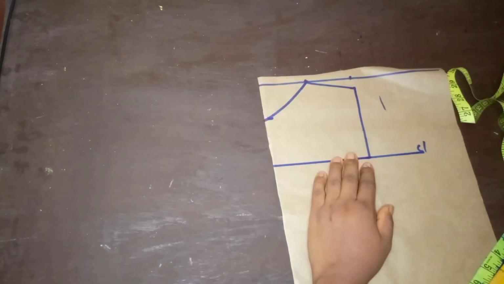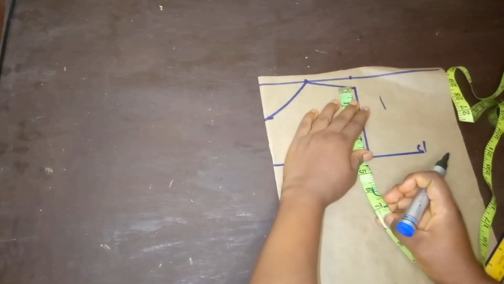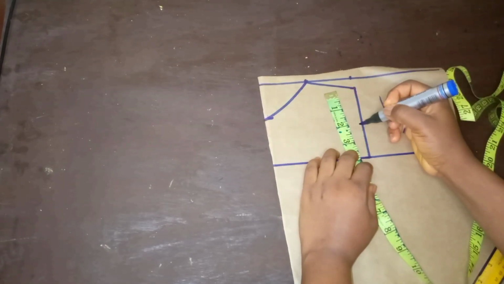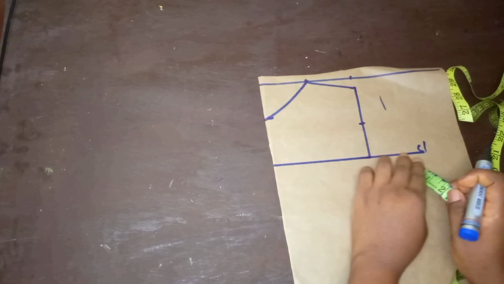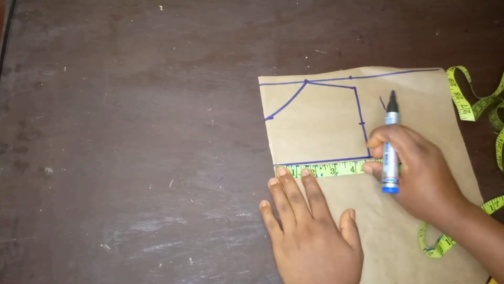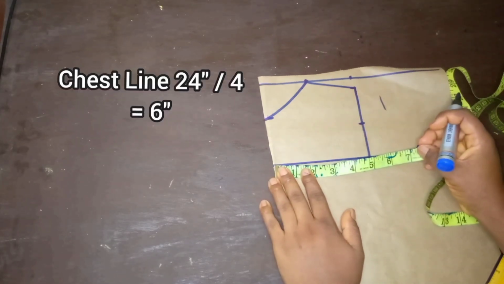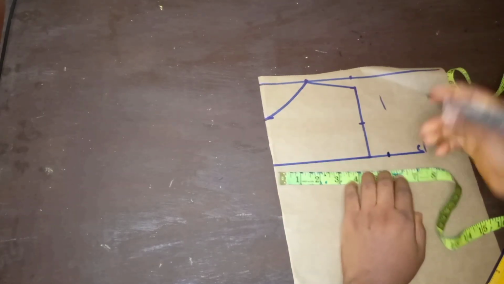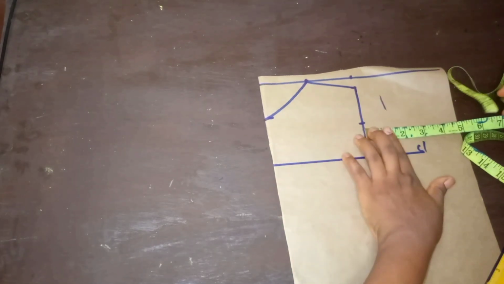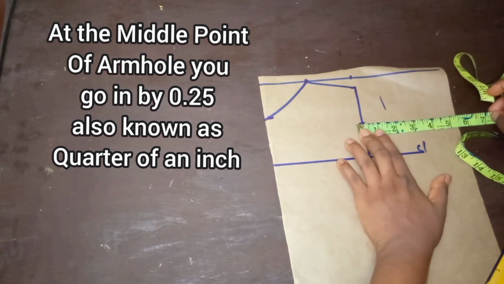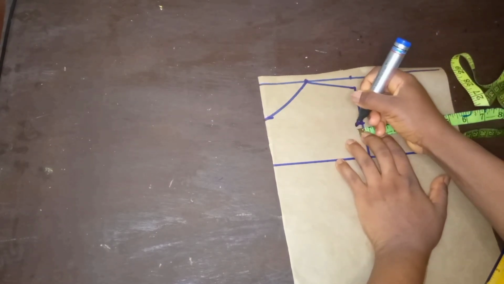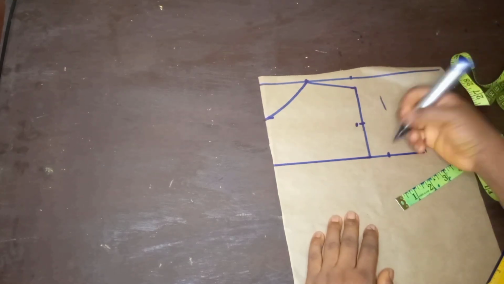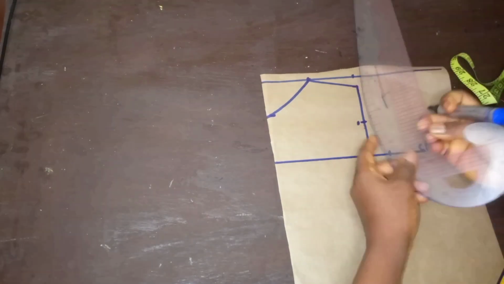At that armhole depth, I'll place my tape and look for the midpoint, which will be 2 inches. I'll mark the midpoint. Once that is done, I'll place my tape on the chest line to get the chest line measurement. The chest line measurement is 24 inches. 24 inches divided by 4 will give me 6 inches. I'll mark the 6 inches. Then on that armhole, at that midpoint, I'll go in by 1/4 inch. That's 0.25. Then I'll connect from the shoulder slope to the 1/4 inch, then to the chest line to create my armhole curve.